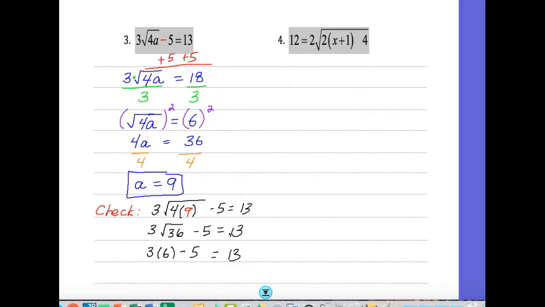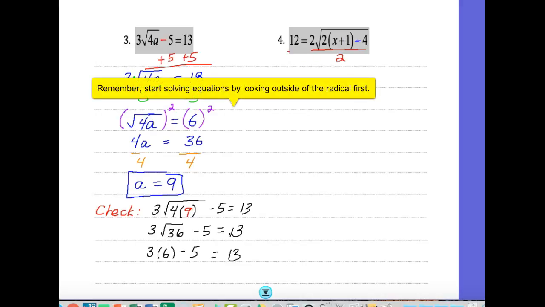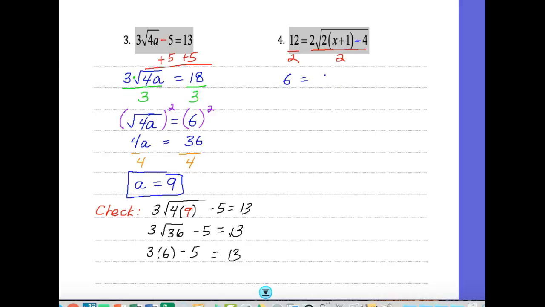All right, so let's look at our second example here. We've got 12 equals 2 times the square root of 2 times the quantity x plus 1, minus 4. Minuses are having trouble showing up today. Let's notice how everything here is under the radical. So the first thing we are going to do is divide everything by 2, and we're left with 6 equals the square root of 2 times the quantity x plus 1 minus 4, all under that radical.